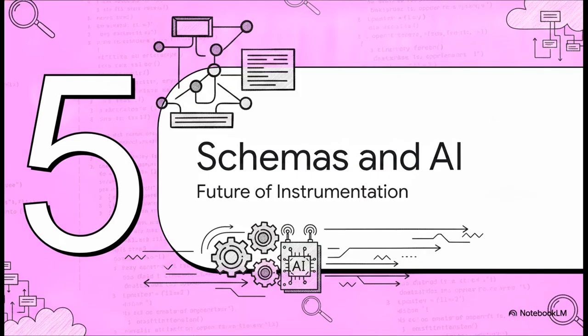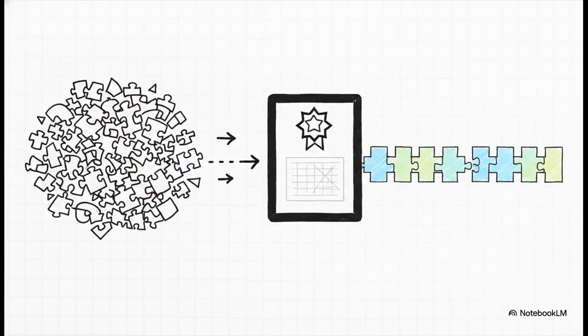Let's hit our final section, Section 5, Schemas and AI Assistance. Looking toward the future of instrumentation, we really need shared organizational agreements. First up is schema-driven telemetry. Essentially, this means defining all your telemetry conventions, your names, attributes, metadata, in a single schema file to build a shared organizational truth. Let's be real, if you adopt OTel across a large company without rules, things get messy fast.